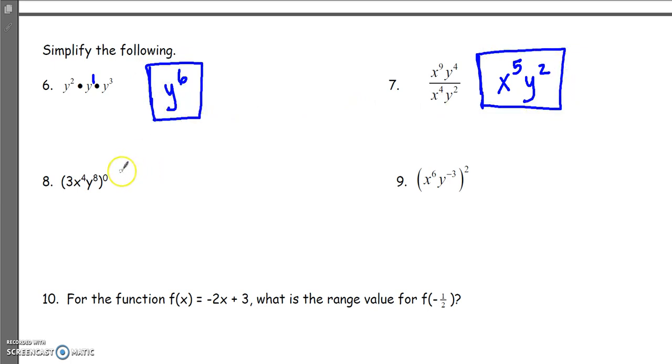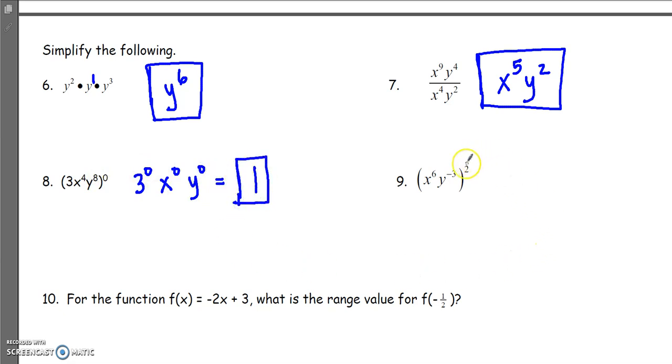Number 8, I'm distributing a 0 to everything inside the parentheses. So I have 3 to the 0 power. I have x to the 4 times 0, which is 0. I have y to the 8 times 0, which is 0. And everything raised to the 0 power, we remember, is just 1.